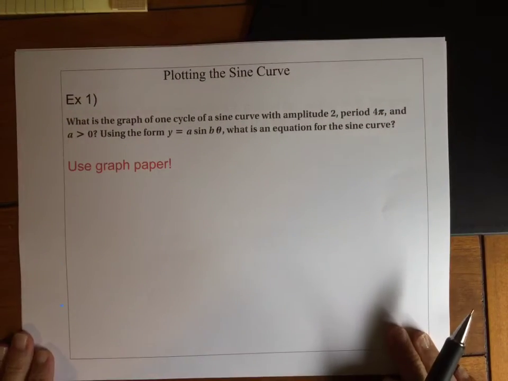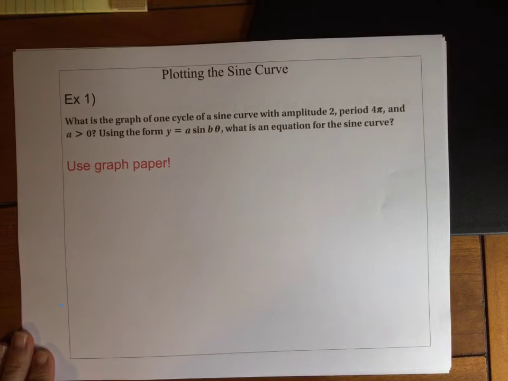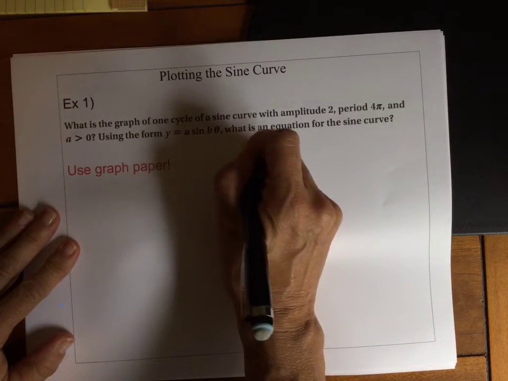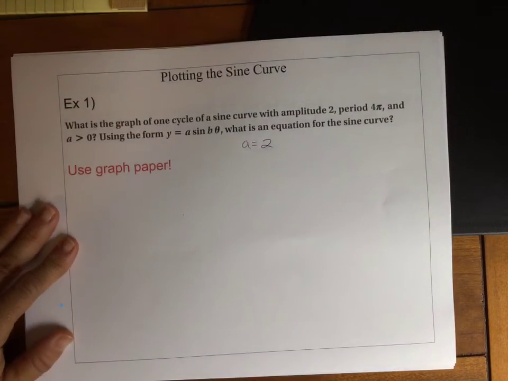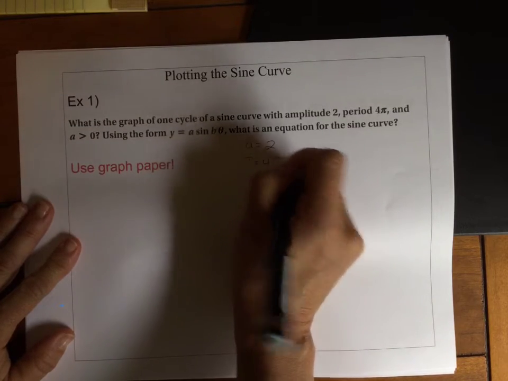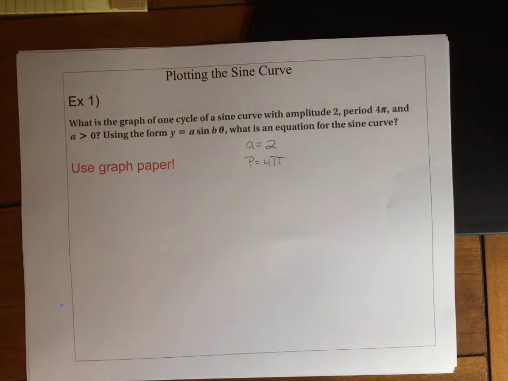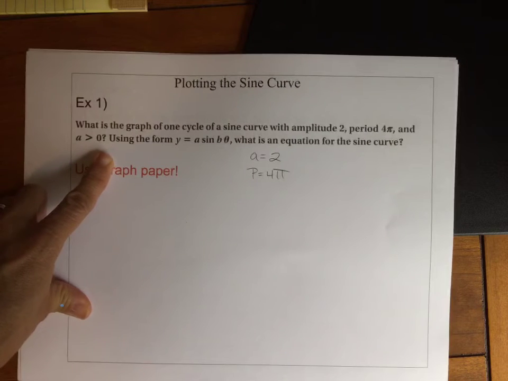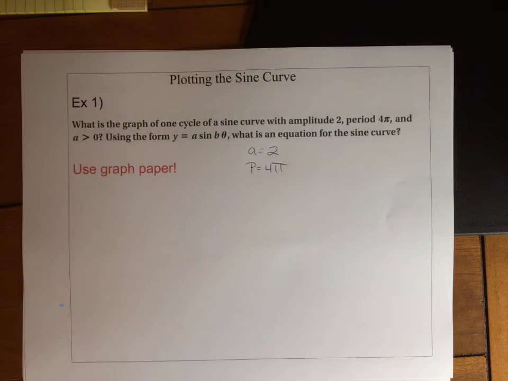So it tells us, what is the graph of one cycle of a sine curve with the amplitude of 2. So let's start writing some information down. A is 2. We know our period is 4 pi, and it's not reflected. That's what that says. It's not negative. And so then we want to write the equation. But first, let's focus on graphing.